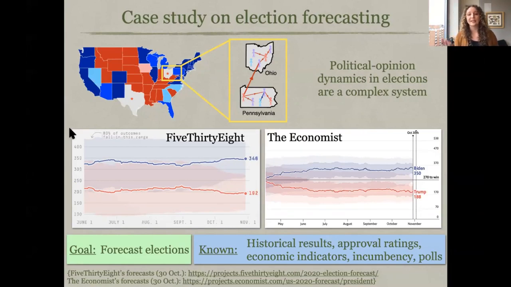For both of these systems, their general goal is just to forecast elections. They don't necessarily have as much interest in how people are changing their opinions and why they're changing their opinions. They want to understand phenomenologically what's the result. The types of data that they're building into their models are things like how have states voted historically, what are the approval ratings for the current president, how is the economy doing, is the president incumbent or not, and polls. I'm going to differentiate between approval ratings and polls as being different things, even though approval ratings are also polls. But for polls, that's really just going to be who are you going to vote for in November.